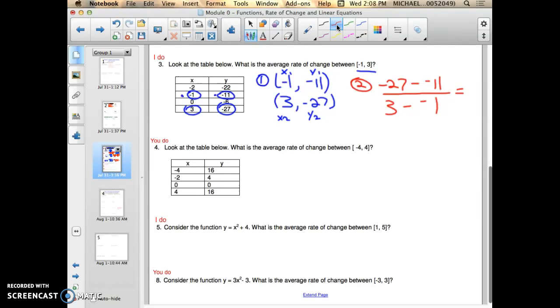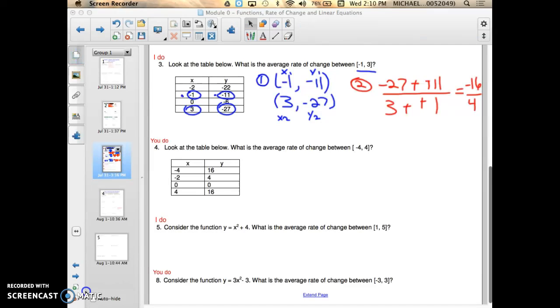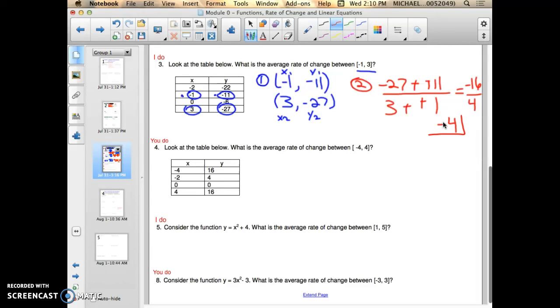After I input it into the formula, I can go ahead and solve. -27 minus a -11 plus, so -27 plus 11 is a -16 over 3 minus a -1 plus, so 3 plus 1 is 4. Now in this situation, I'm given an improper fraction, but this can be reduced, and so I will always ask you to reduce your fractions as far as they can go. So if I were to reduce -16 over 4, -16 divided by 4 is a -4. So my final answer is -4. The average rate of change over this interval is a -4. So that tells me that the slope is going down.